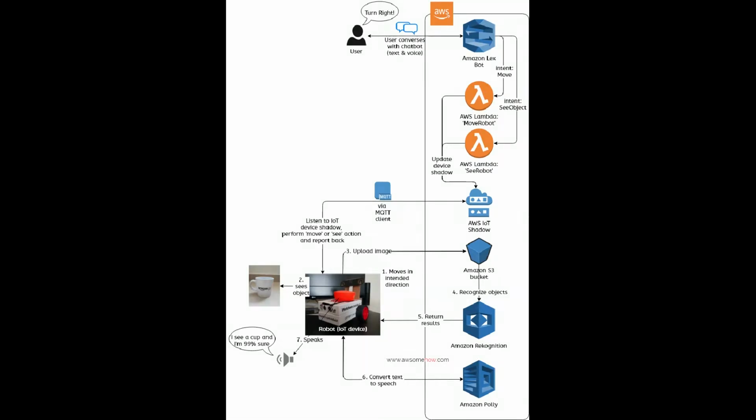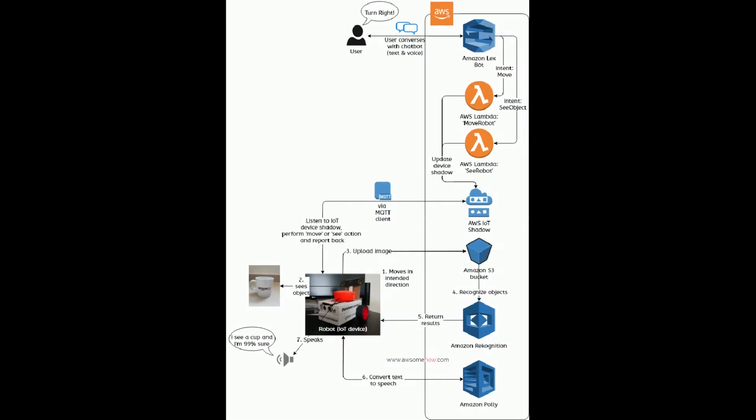So when a user converses using natural language, either texting or speaking to the chatbot, Amazon Lex can determine the intent. Now, in my scenario, the intent could be one of two. It could be an intent to move the robot in a certain direction, or to see an object and tell us what the object is using the object recognition services.